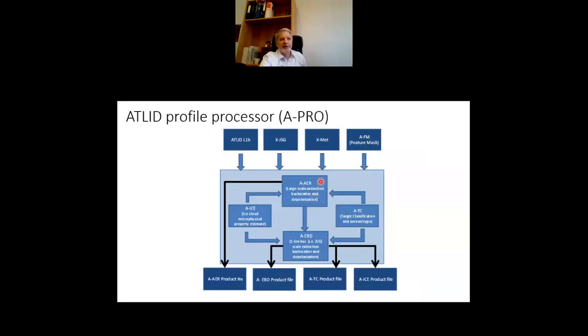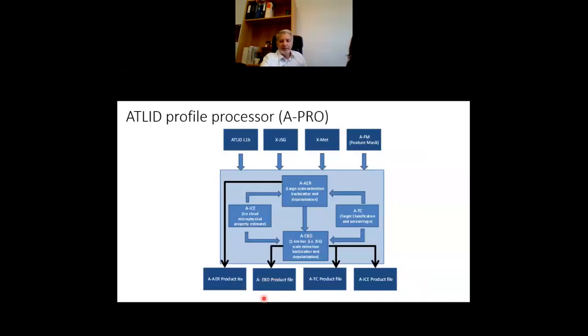goes to April. At first, there's the A-AER step, and then on to the A-EBD step. But the A-ICE algorithm and the target classification are physically realized as subroutines, and both are independent programs, but they end up following the same loads. And at the end, we have the A-AER product file.